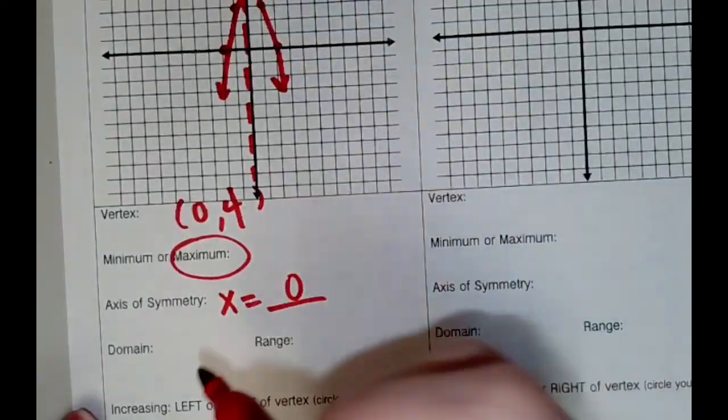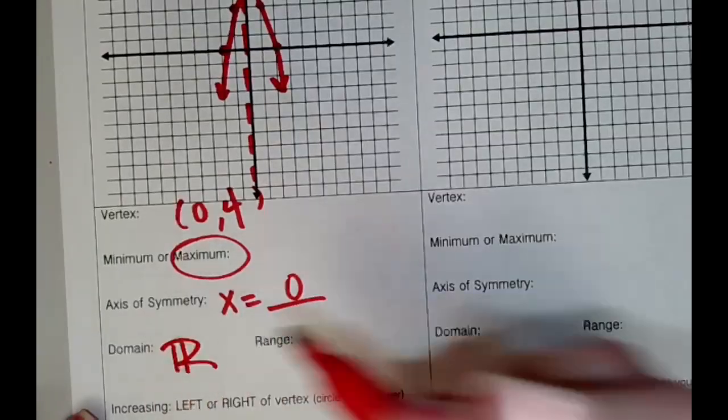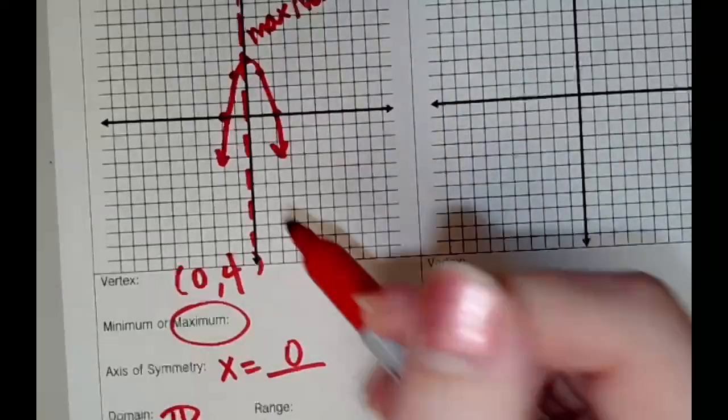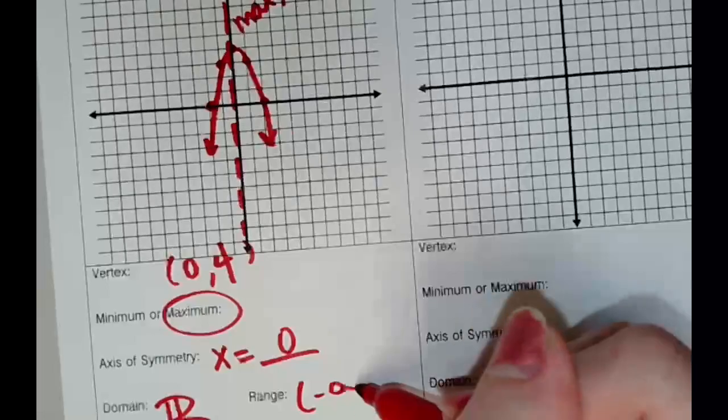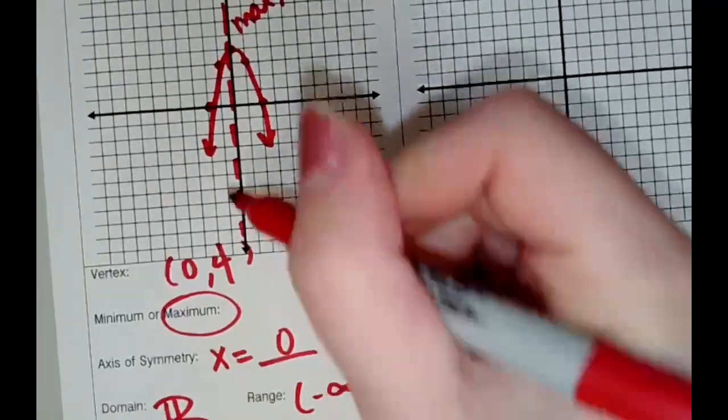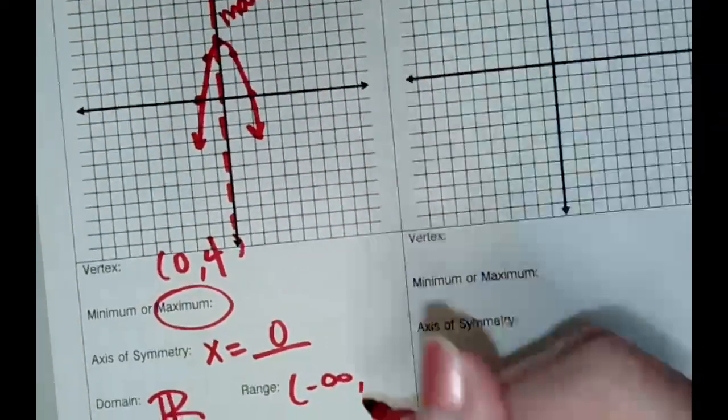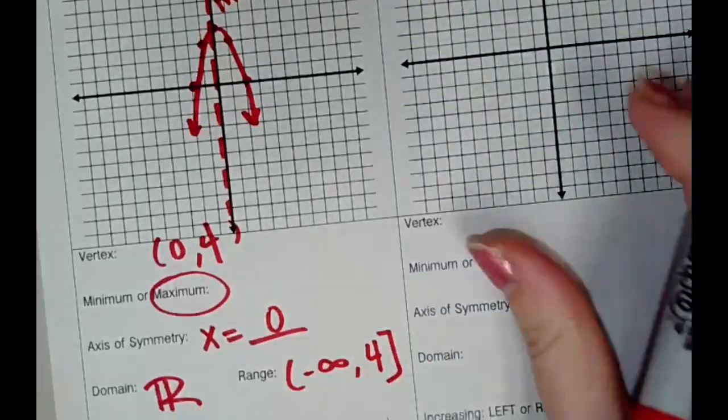Domain. Domain is always going to be all real numbers for any parabola. Range down to up. It's going down forever, so negative infinity. And then the highest it ever goes, because of this maximum, is at 4 for the y value, which I would put a bracket.